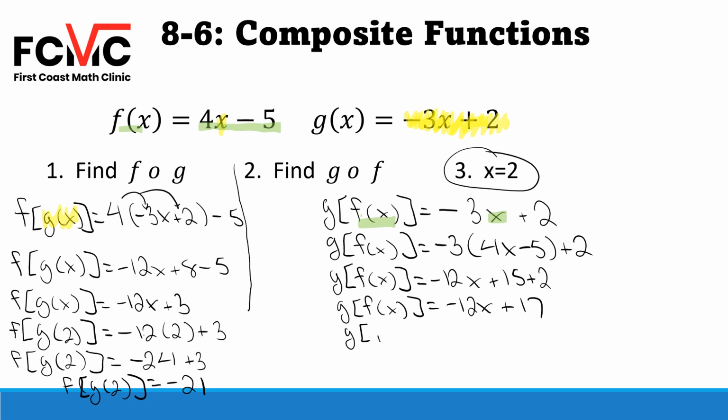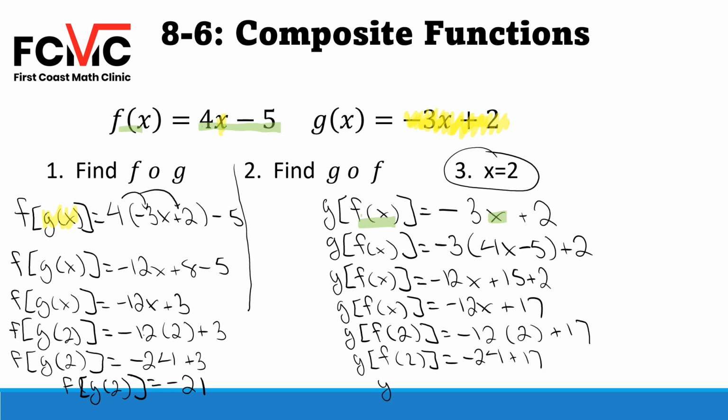Then g of f of 2. So we get negative 12 times 2 plus 17. So we get negative 24 plus 17. So g of f of 2, we get negative 7 as our answer.